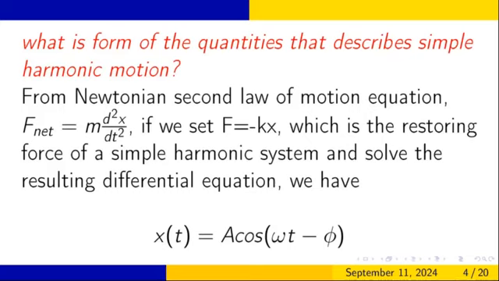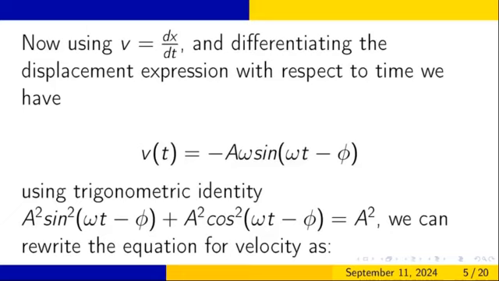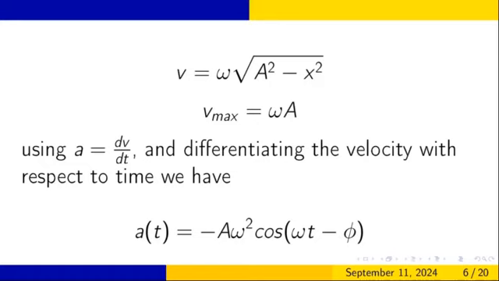Now, to begin to analyze a simple harmonic motion in order to know the form of the important quantities that define the motion, we need to return to an important law in classical physics, which is the second law of motion, the Newtonian law.